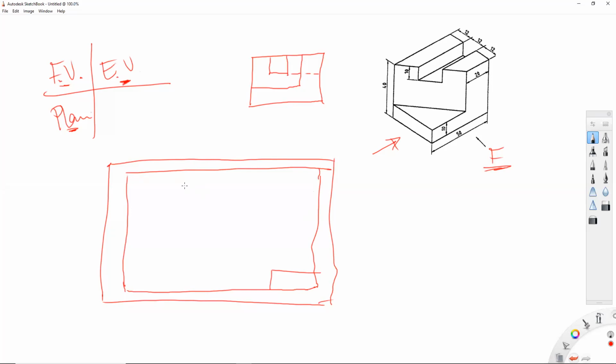If we know that the front view has a length of 50 and a height of 40, we should provide enough space for it to fit onto that space. So first, when we have mapped it out, you will have to draw the axis, the principal axis.